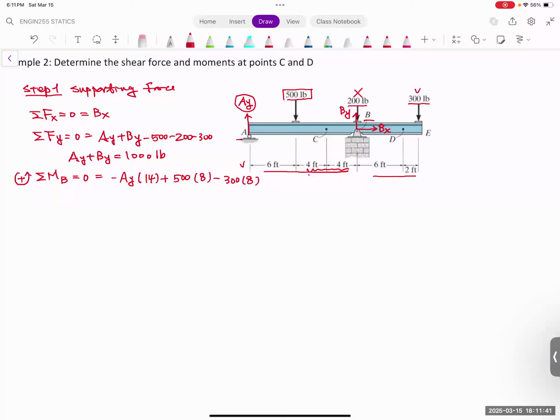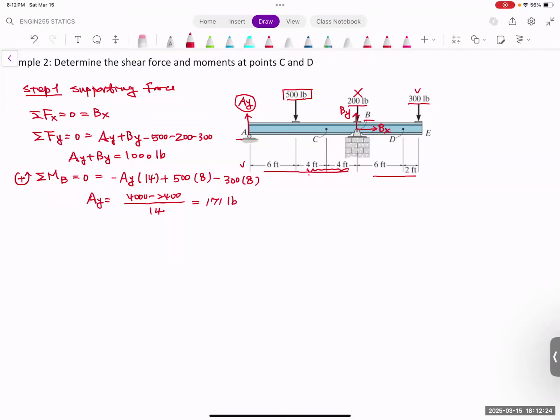So AY is going to be equal to 2400, actually it should be 4,000 minus 2400 and divide by 14, and that should be the loading in this case. If you divide this, then you get the answer, which is 171 pounds.